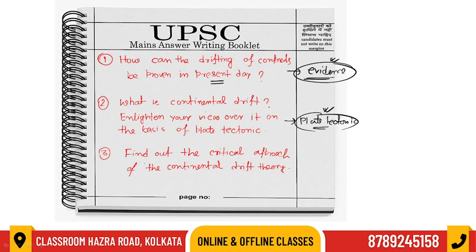And the third one, find out the critical approach of the continental drift theory. What is the critical approach? Now, this question is kind of the same as the question asked in CSE 2006. Critically evaluate the continental drift. Here, only critical approach, you have to make the criticism. You need not evaluate. But in today's question, the first question, critically evaluate the continental drifting hypothesis.